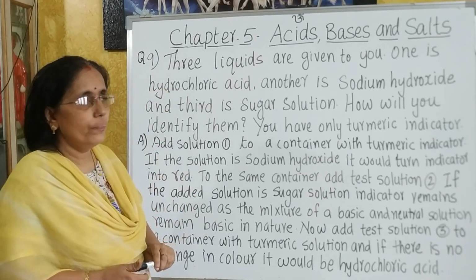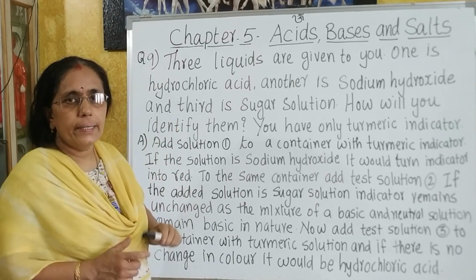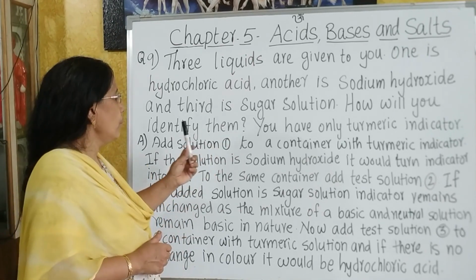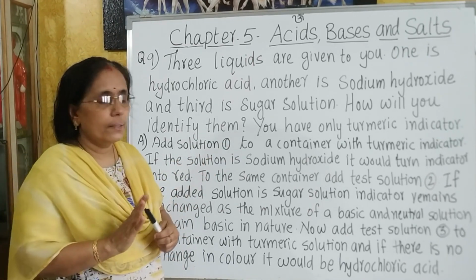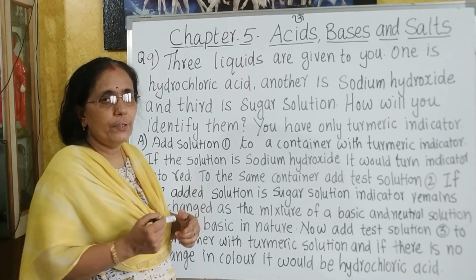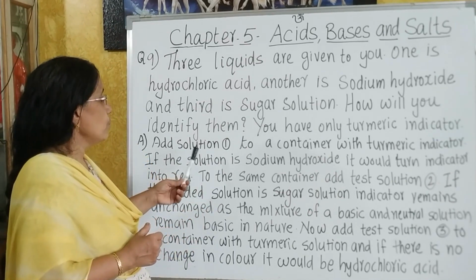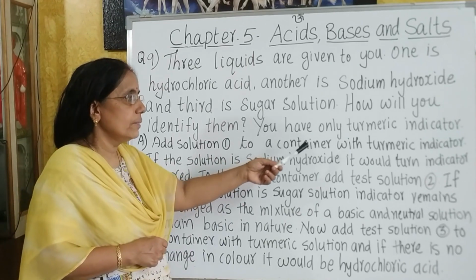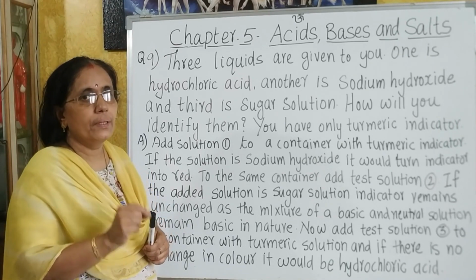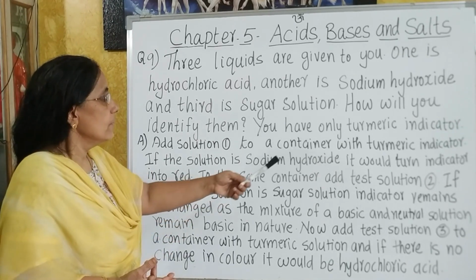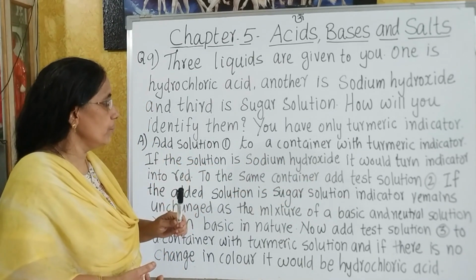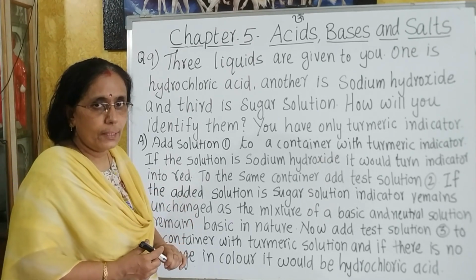Let us see the next question. Three liquids are given to you. One is hydrochloric acid, another is sodium hydroxide, and the third one is sugar solution. How will you identify them? And you are given only turmeric indicator. Okay. So, what can we do to identify them? Add solution 1 to a container with the turmeric indicator. And if the solution is sodium hydroxide, then what change will be seen? It would turn the indicator red, because bases turn red in the presence of turmeric.